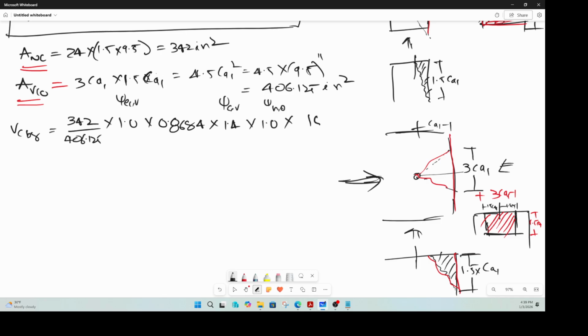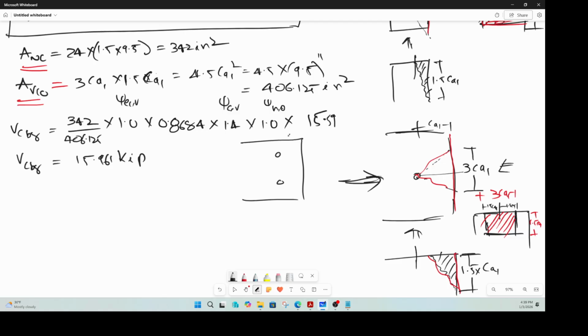You multiply that with VB, which is the basic strength of concrete. We found out that the second equation was governing, and that was 15.59. Okay, so now you do all this, you end up with 15.961 kips. Okay, so that is phi VCBG, the strength of the group under consideration.